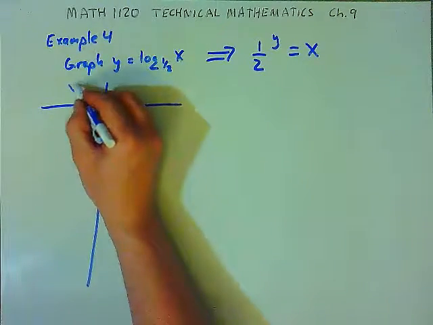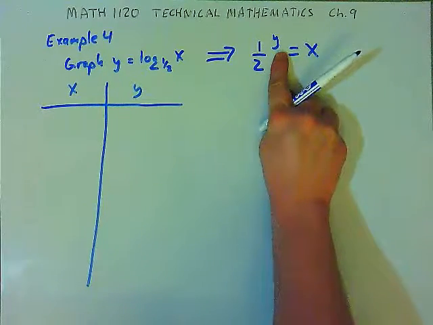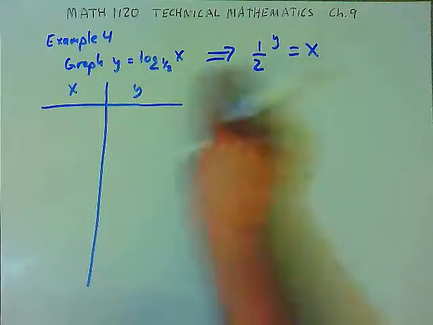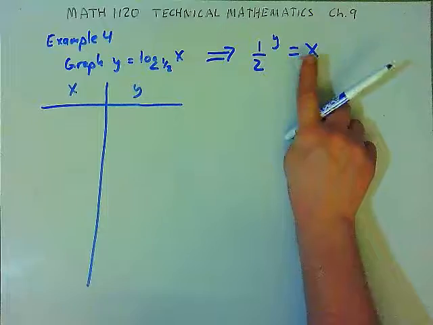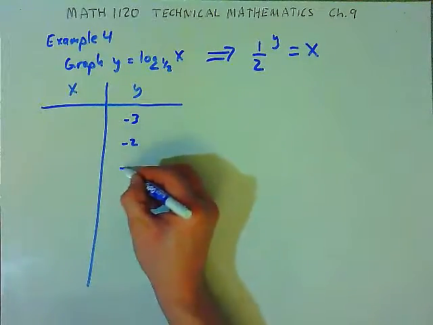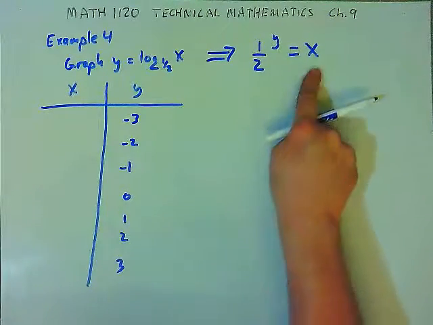We have x values and we have y values. And again, it's going to be a lot easier for us to choose values for y because we can raise 1 half to those powers and then figure out what x is. We don't want to make up values for x first and then try to figure out what y is. That'll be a lot harder. So we want to use values like negative 3, negative 2, negative 1, 0, 1, 2, and 3, and then figure out what x is.